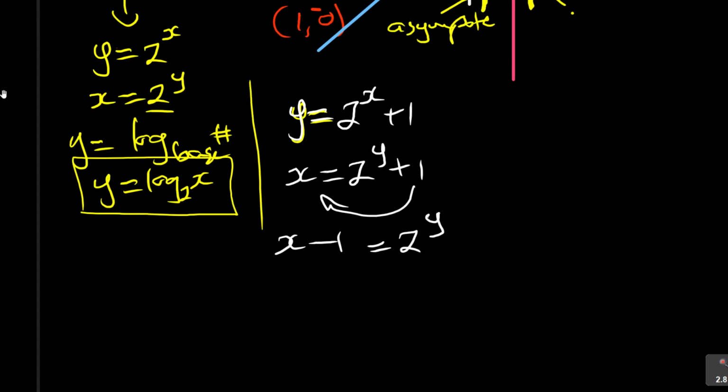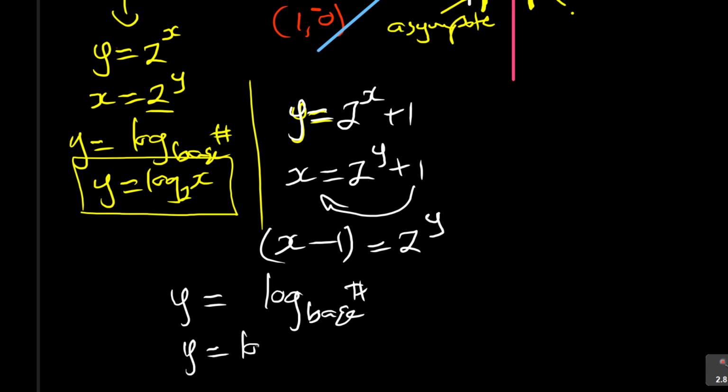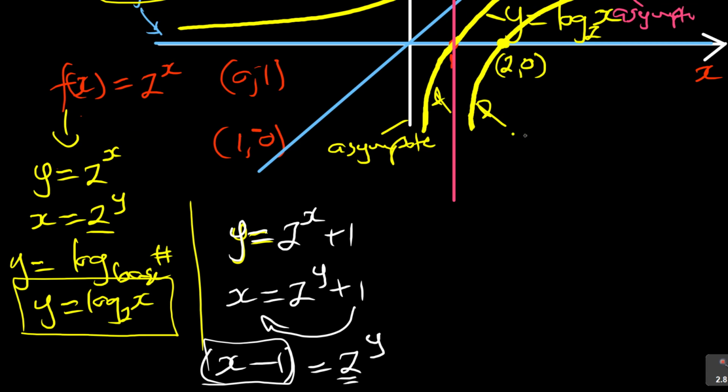Back again to say, now be careful, put this in brackets, and then you're going to say y is equal to log base number. So y is equal to log, that 2 is the base and the number is that, which is bracket x minus 1. Are you getting that? So this graph, this one, is equal to log base 2 of x minus 1.